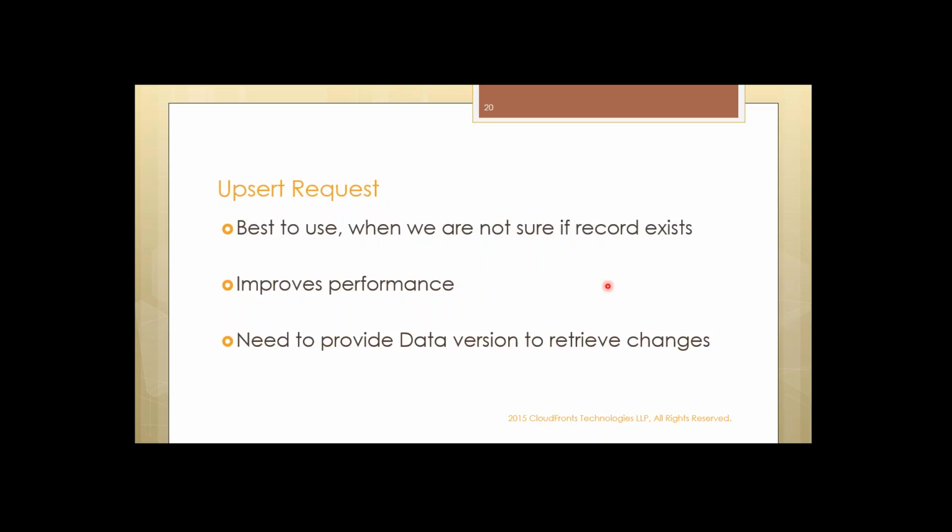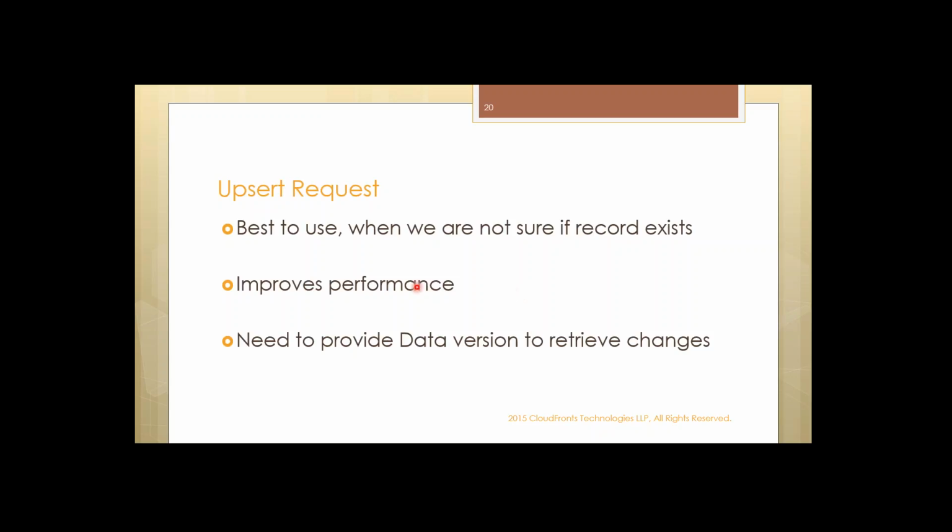Now let's move on to the upsert request. The upsert request is a new request in CRM. It is best to use when we are not sure if the record exists in CRM or not. Previously, if I wanted to update some record, I had to first check if the record exists in CRM. So I had to make a read call to CRM and check if the record exists, and then, if the record exists, I would create or update the record in the second call. So for doing one operation, I had to make two CRM calls, which was transaction heavy.